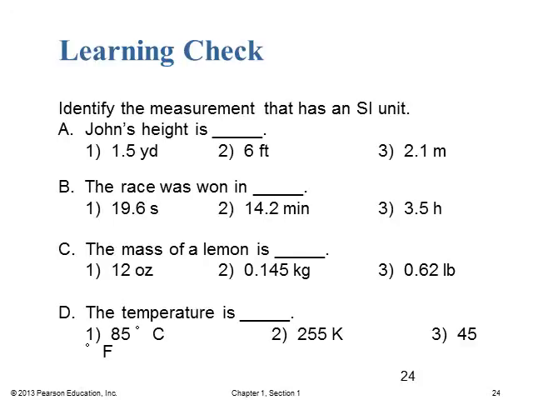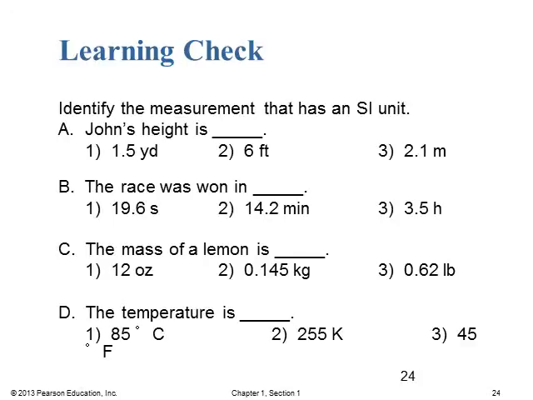Here John's height is, 1 is yards, 2 is feet, and 3 is meters. Yards and feet are both American customary units, not used in the SI or metric systems. So here it would be 2.1 meters. Choice B, the race was, choice 1 is in seconds, 2 is in minutes, and 3 is in hours. If you recall, in both the metric and SI systems, time was measured in seconds.